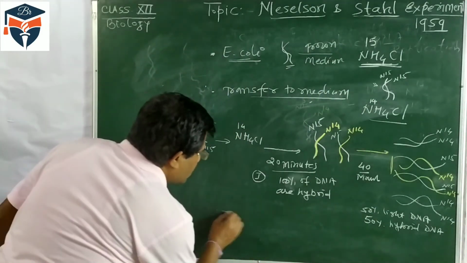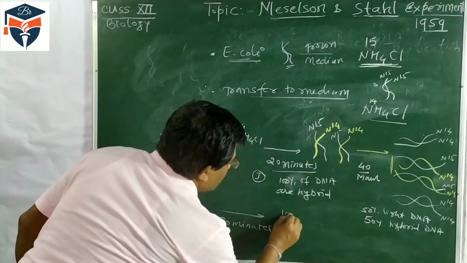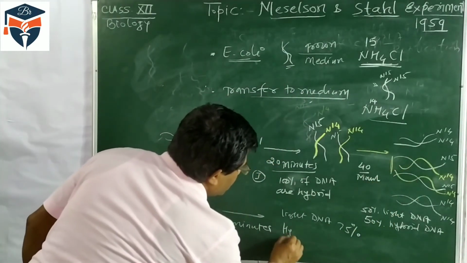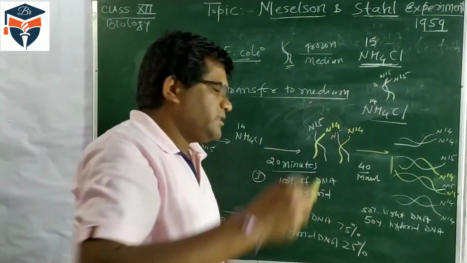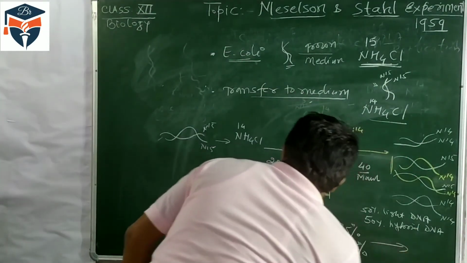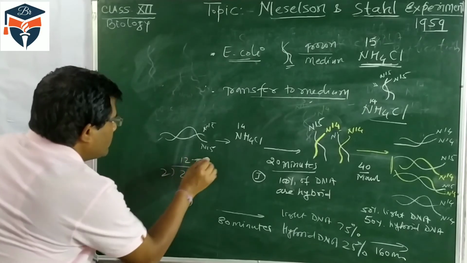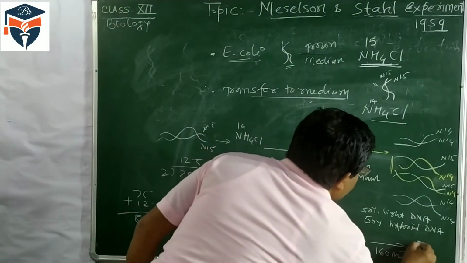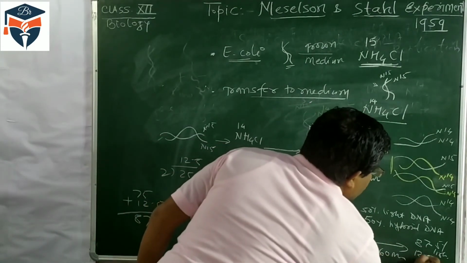If you go for the next generation, suppose after 80 minutes, what happened? The light DNA will be 75%, and the hybrid DNA will be 25%. It means once you pass from one generation to the next generation, the percentage of hybrid DNA is decreasing. After 160 minutes, what happens? 25 divided by 2, so 12.5. So 75 plus 12.5 will be 87.5%. 87.5% will be light DNA and 12.5% will be hybrid DNA.